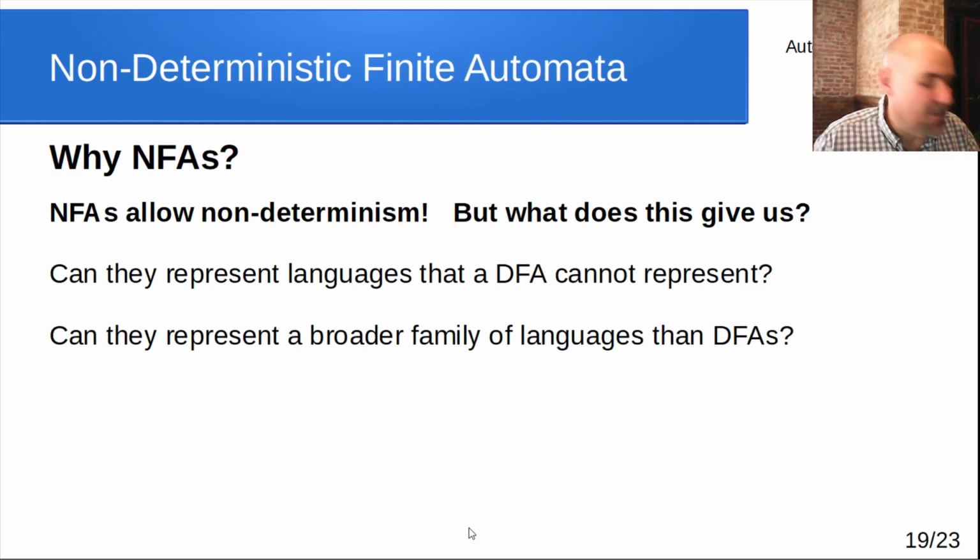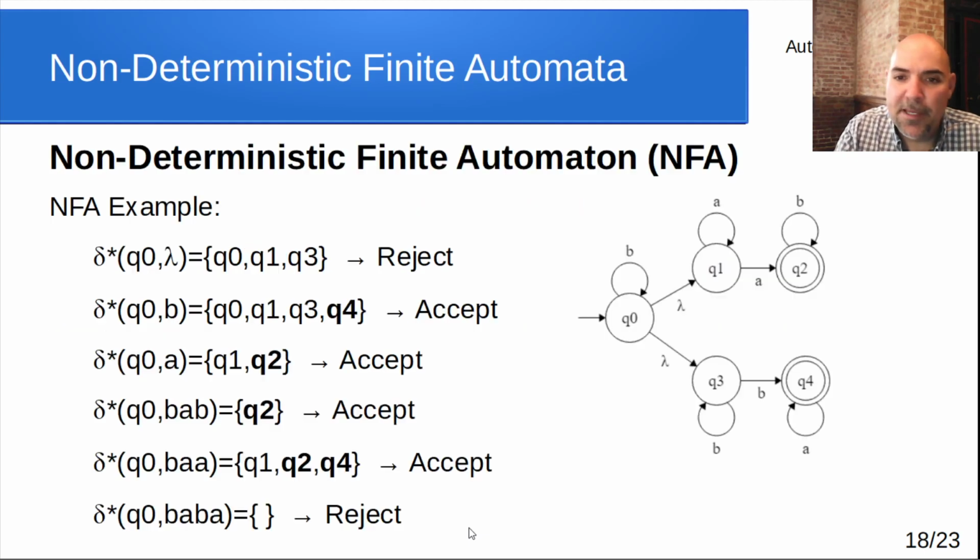All right, so the question is, if they're a little bit more difficult to trace through, what's the advantage of them? Why do we have NFAs? Why do we use them? The first thing is they allow non-determinism. So for example, back here, if I fed this thing just a B, and we ask what state it's in, it could have chosen to be in any one of 4 states, 0, 1, 3, or 4.